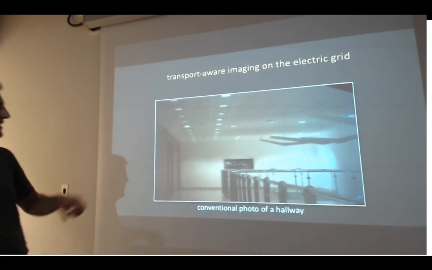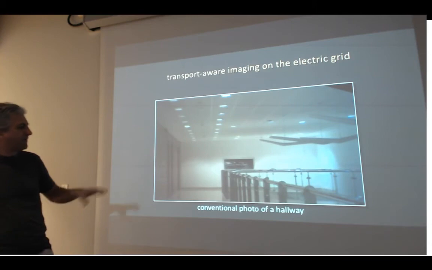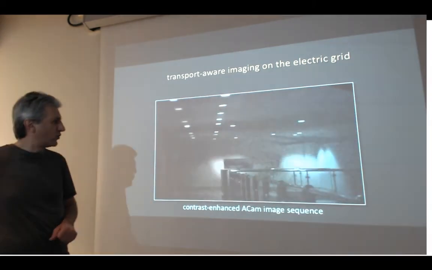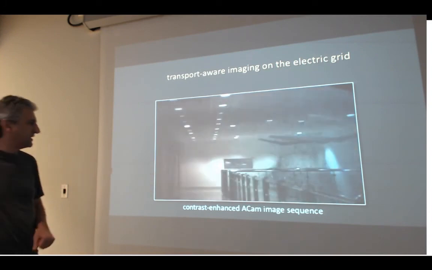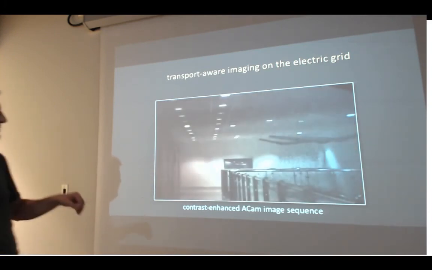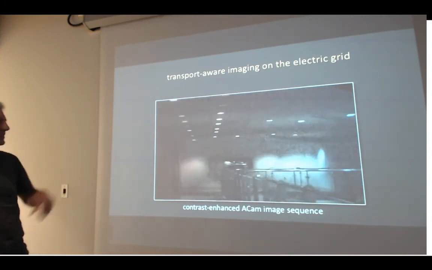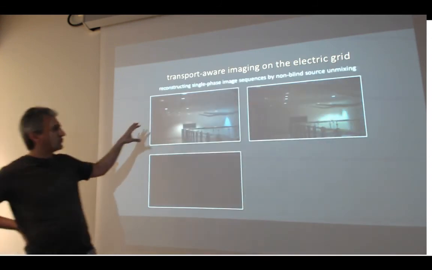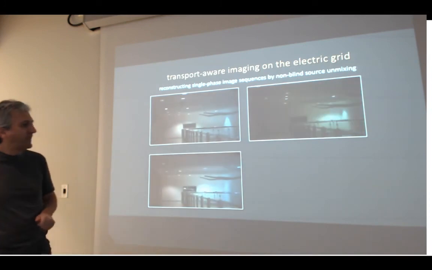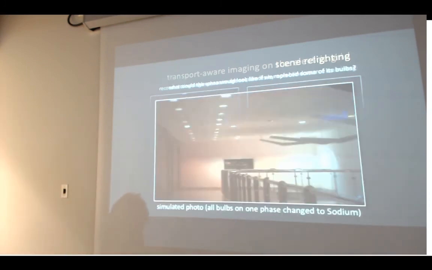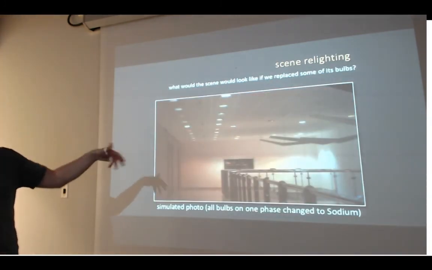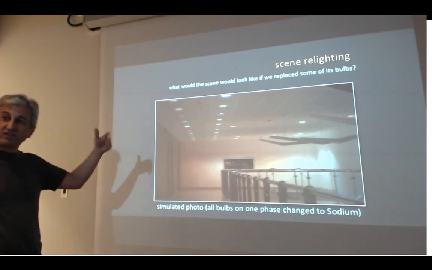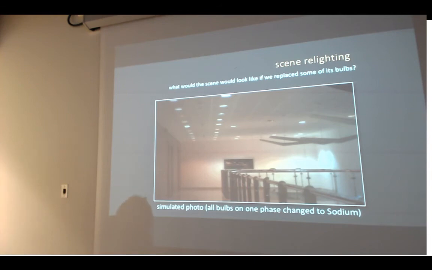And we can also use that information to analyze indoor scenes as well. So here's just a view of a corridor. If you were to image that at these high speeds, what you would see is that the lights in the environment flicker quite a lot, and we can use that information to separate the contribution coming from individual phases of the electrical signal, and then use that for tasks such as creating new views of the environment as if there was a different set of light sources in that environment.